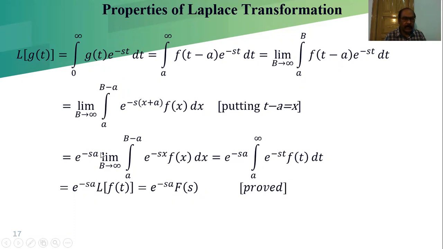Now e to the power minus s a is outside of the integration. Now e to the power minus s x f(x) dx, we can change the variable as e to the power minus s t f(t) dt, from 0 to infinity. So e to the power minus s a is outside, and this is the Laplace transformation of f(t), that means F(s). So from that we get e to the power minus s a times the Laplace transformation of f(t) equal to e to the power minus s a F(s). This is the proof.